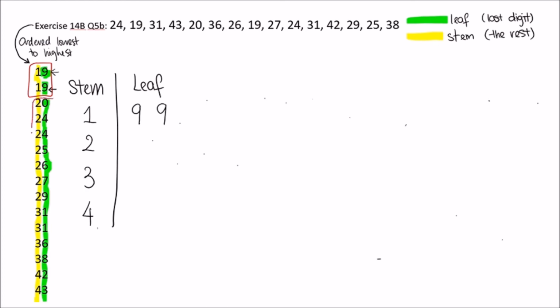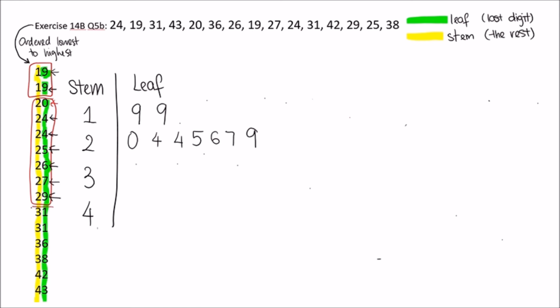Next, we're going to move on to stem 2. Our first term has a stem of 2 and a leaf of 0. So I'll write down 0 here. Next has a leaf of 4. Another one of 4 here. So just read off the green stuff I highlighted and write it down as your leaf. 5. This next one is a 6. Next one is a 7. And our final one for stem 2 is a 9.